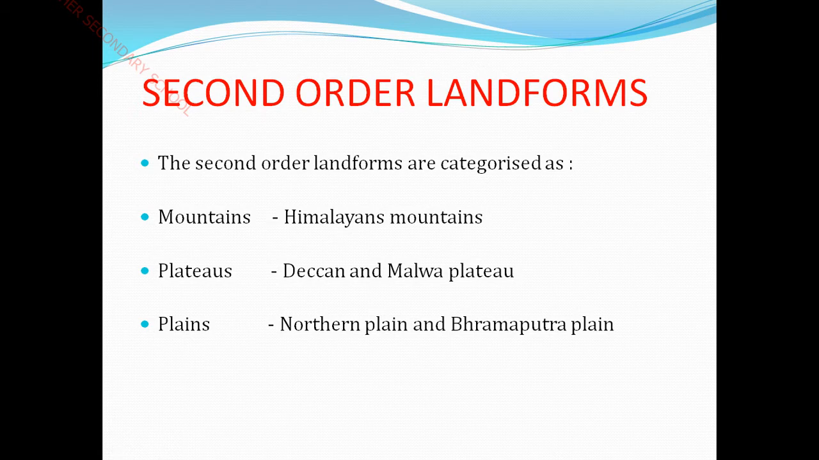Second order landforms. What are the second order landforms? That means under the classification of landforms, the second type of landform, contained in the categories of what? They are mountains, plateaus and plains. Okay children, see here, under the mountains, a very high hill is known as a mountain. What is the meaning of mountains? Here is a small brief about mountains.